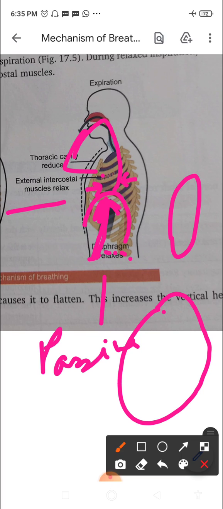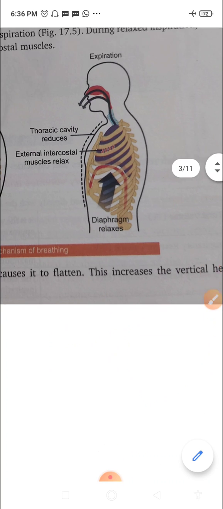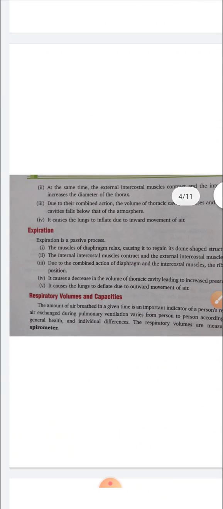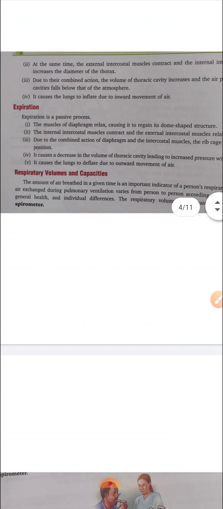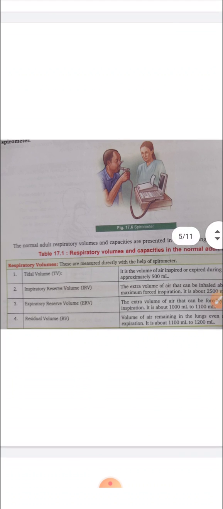And inspiration is a mechanical process, a physical part of respiration, and a very important part of respiration, because it is only through this that the air enters the lungs. Now we move to the next part, the respiratory volumes and capacities, right? Here is a table given for the respiratory volumes and capacities. The amount of air breathed in a given time is an important indicator of a person's respiratory status, right?